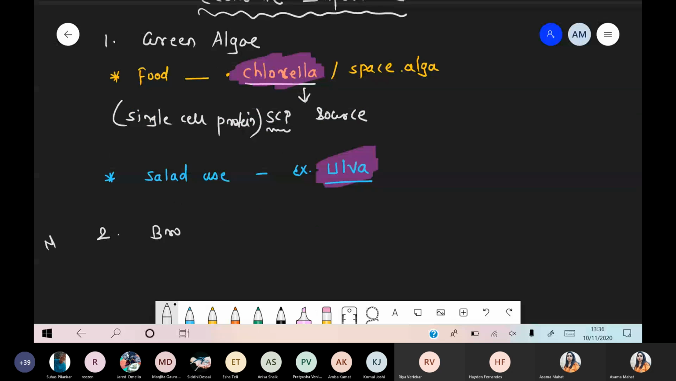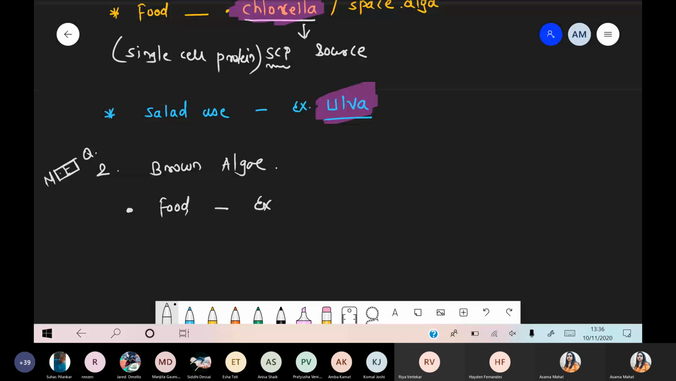Now, number second, brown algae. A NEET favorite question with respect to brown algae economic importance. So first of all, we are talking about the first source, that is food. In case of this brown algae, we are talking about the food.